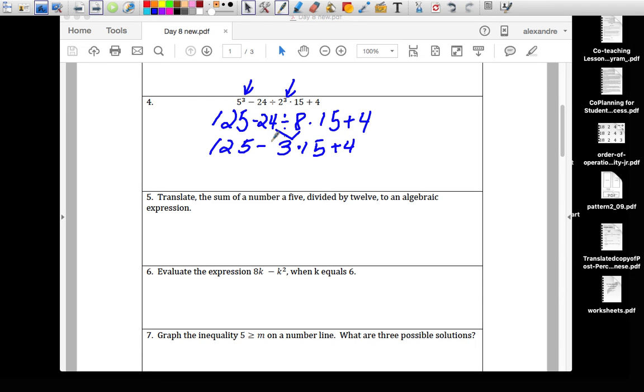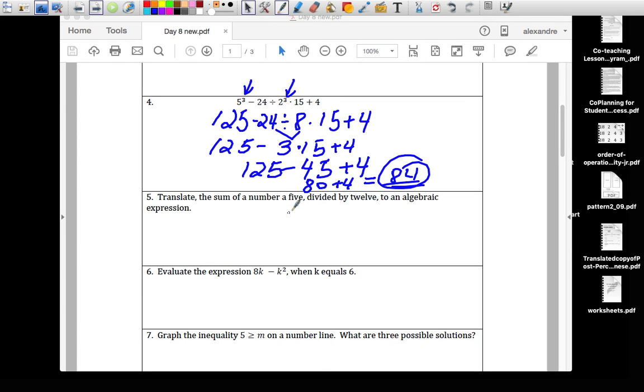I like to take care of one thing per line, at least until I get very, very comfortable with my order of operations. So next line: 125 minus 3 times 15 is 45, plus 4. Then 125 minus 45 plus 4. I will do subtraction because subtraction comes first. 125 minus 45 looks like it's 80. I'm going to add the 4 at the end. Final answer, 84. So my expression is equal to 84.